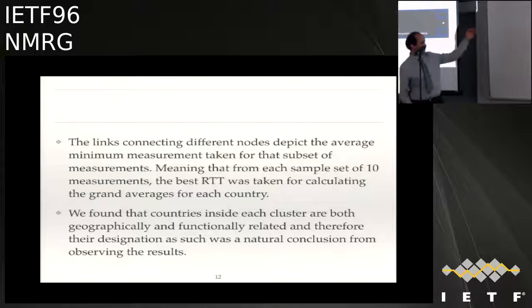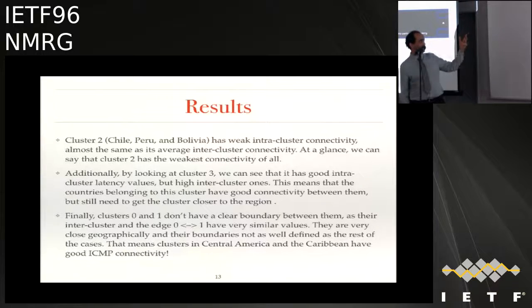So I already told you this about the results. Cluster number 2 is kind of weak in itself. It doesn't really connect, even internally or externally. Maybe only inside the countries the connectivity is good, but between those countries, Chile, Peru, and Bolivia, the connectivity isn't very good.